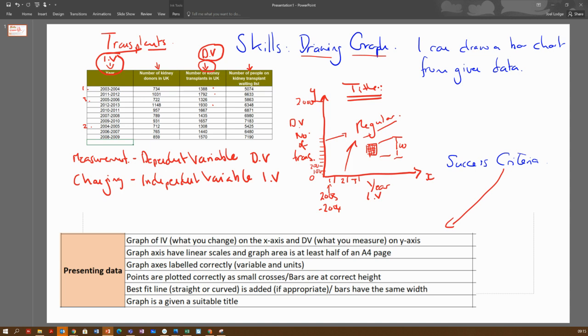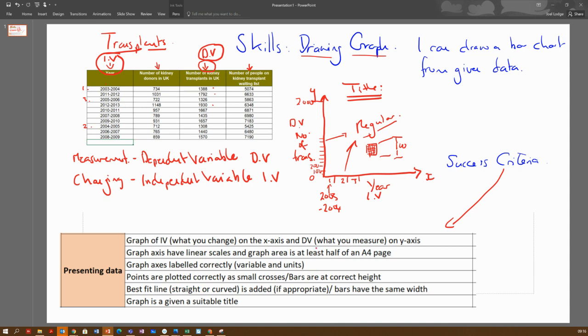And it must have a title. Otherwise, we don't know what we're talking about. We don't know what we're looking at. So the title here would be the number of kidney transplants in the UK from 2003 to 2013.